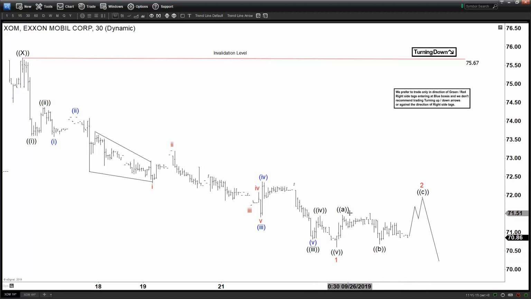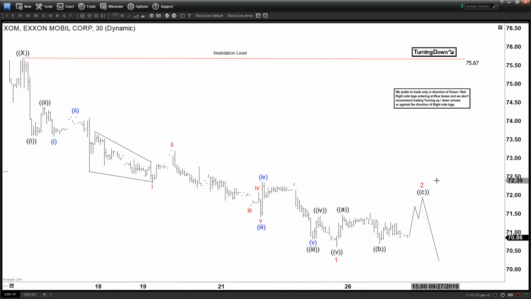And now what we're looking for is possibly a wave 2 correction to correct this 5 waves down. Okay, and then as far as the bounce stays below here, since this is a 5 waves, we should be looking for the downside. Now this is by no means a buying signal. This is not a buy because of the 5 waves down.